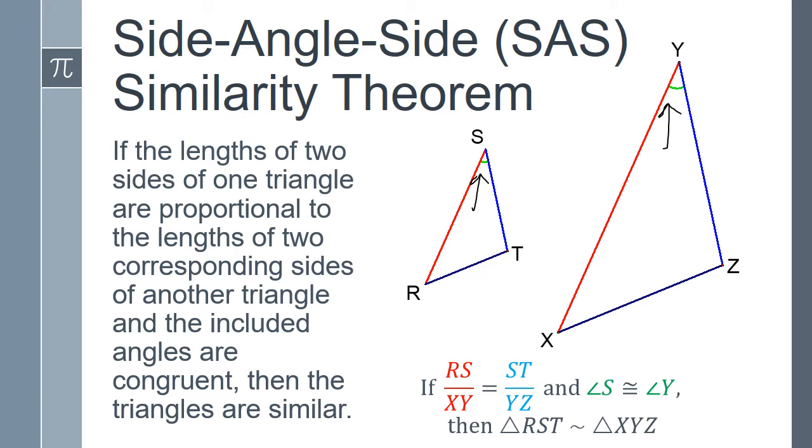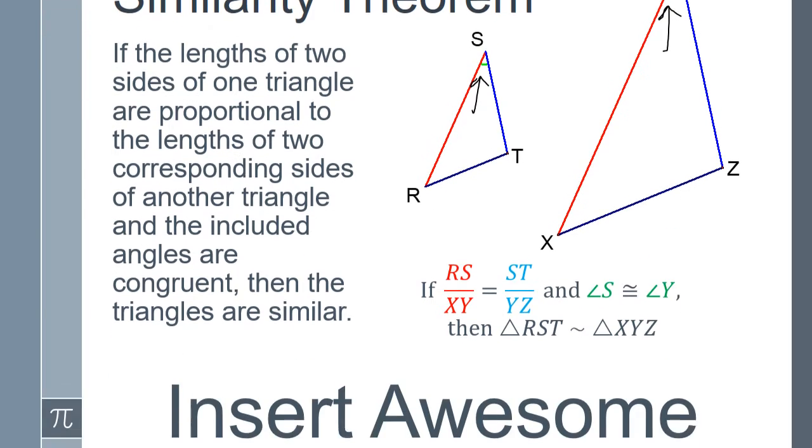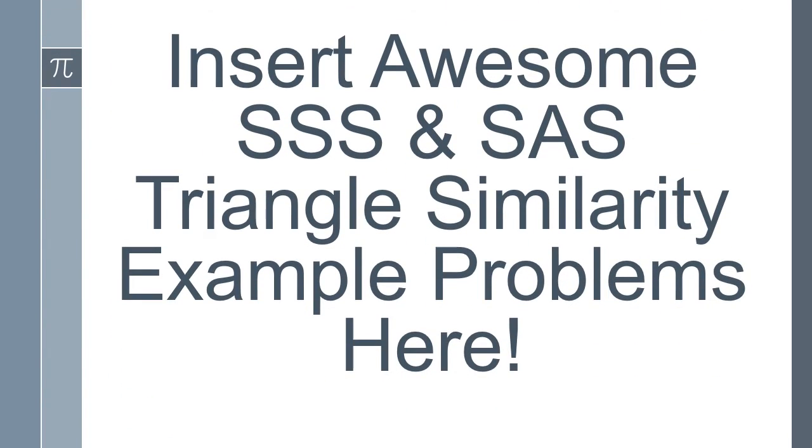Okay, so when do we use this? Well, we only have one angle. So if we have exactly one angle measurement, we would then look to use the side-angle-side similarity theorem. So let's insert some awesome side-angle-side triangle similarity example problems here.